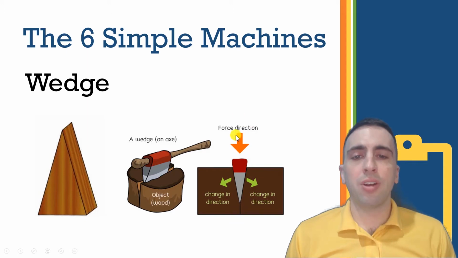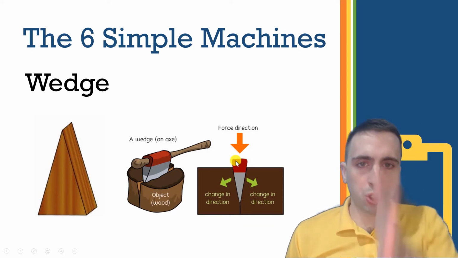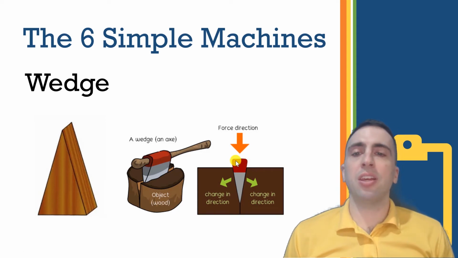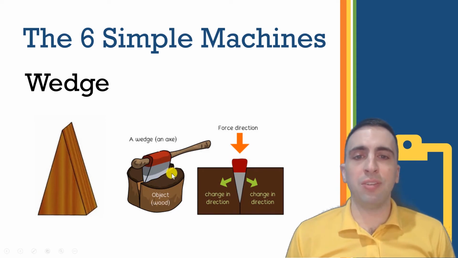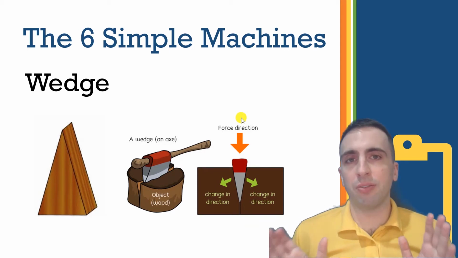Here we have an axe. There you go, an axe. So an axe has a lever. We'll learn more about that in a second. And a wedge. We use the wedge to change the direction of the force. It's going down, and then it changes the direction going either way. This will split something in half if you want to, or even smaller pieces. Okay, so we use a wedge to change the direction of a force.